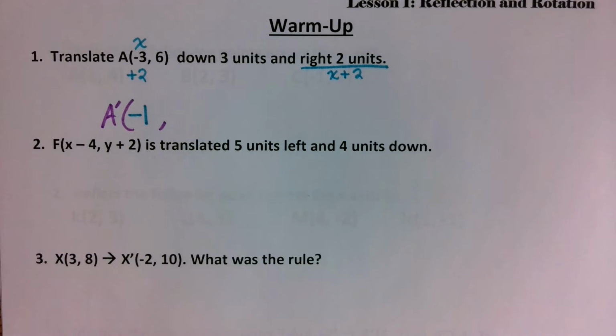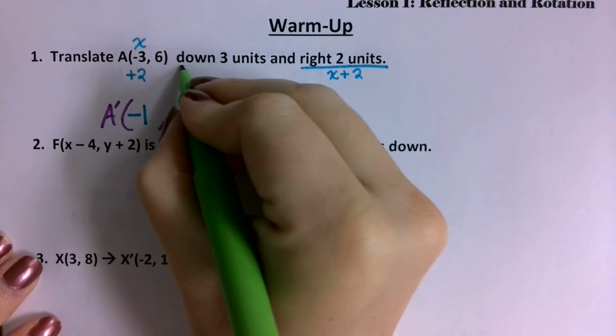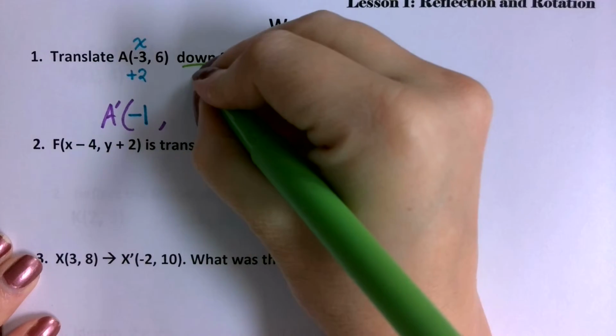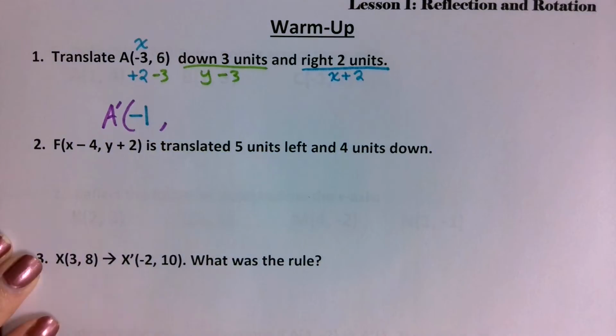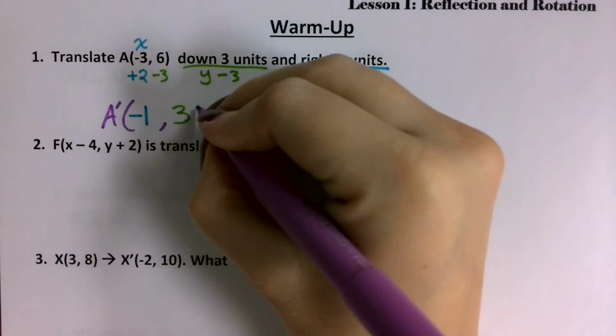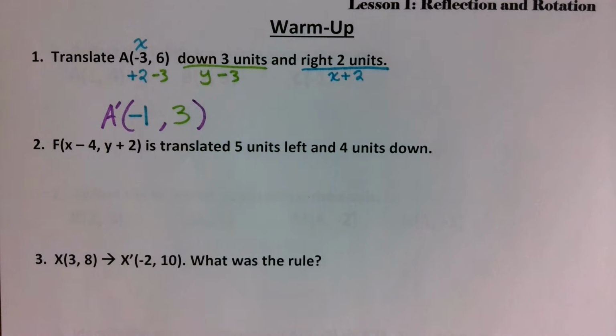And then for our y value, we are going down 3 units. So that means we're taking the y coordinate and subtracting 3. So we're going to do 6 minus 3, which is going to end up at a positive 3. So A prime is located at negative 1, positive 3.